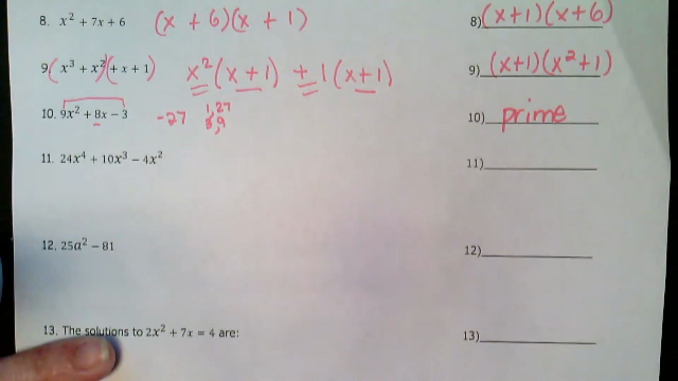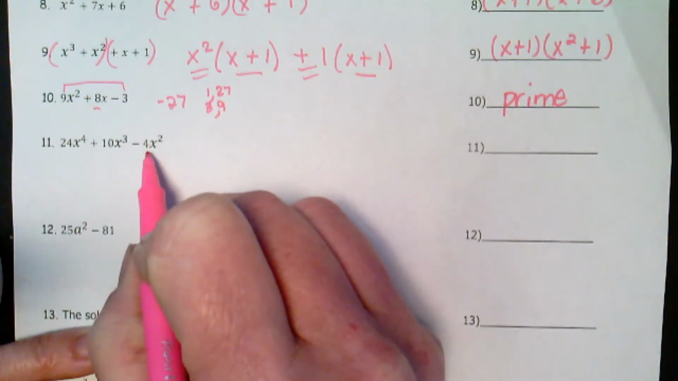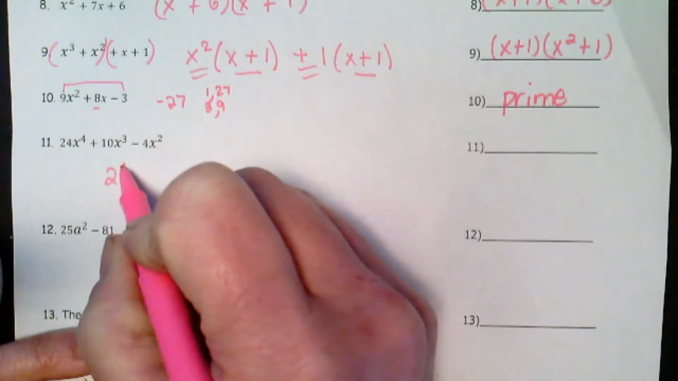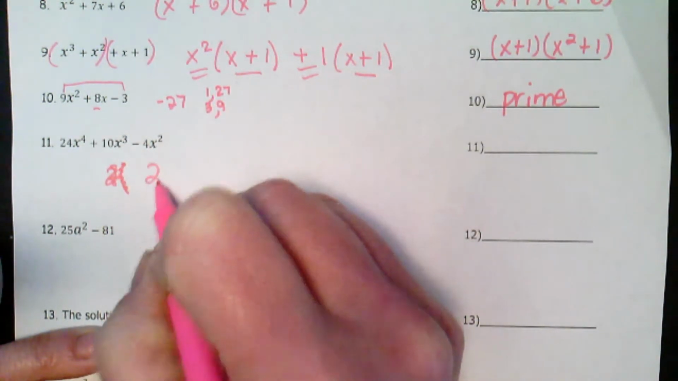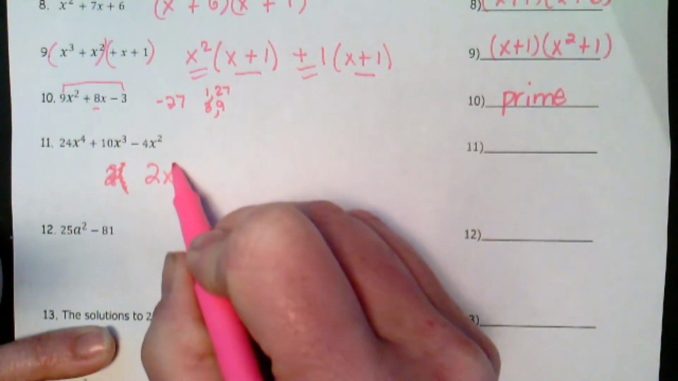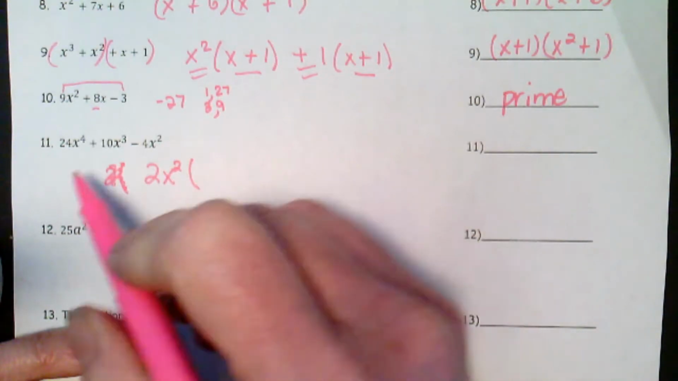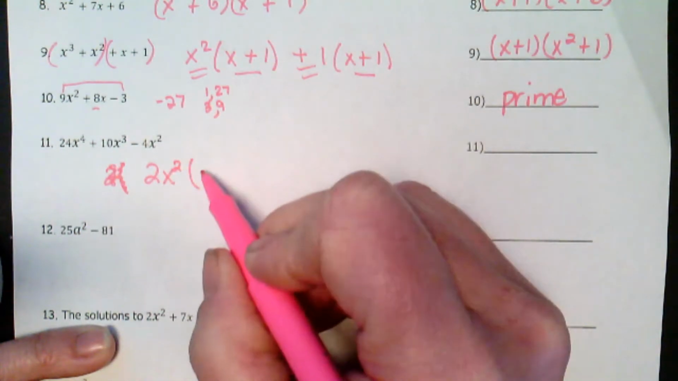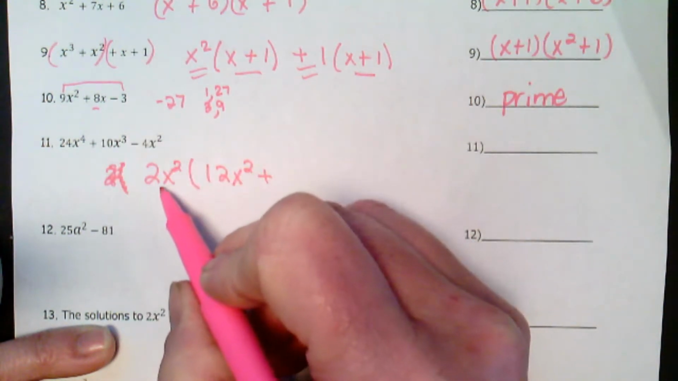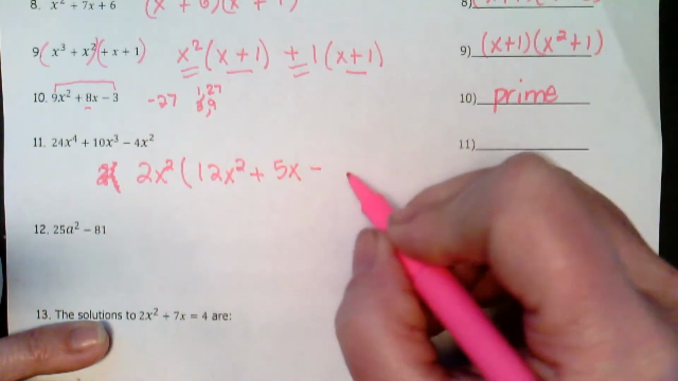Right, number 11. First thing I want to do is see if I can take something out of all. So I look at the coefficients first, and 2 can come out of all of it. Let's start over. 2 can come out of all of it. And then if I look at my variables, they all have at least 2 x's, so I can take that. You don't want to take any more than your smallest one. So when I divide 24x to the 4th by 2x squared, I'm left with 12x squared. If I divide 10x cubed by 2x squared, I'm left with 5x. And if I divide 4x squared by 2x squared, I'm left with 2, period.